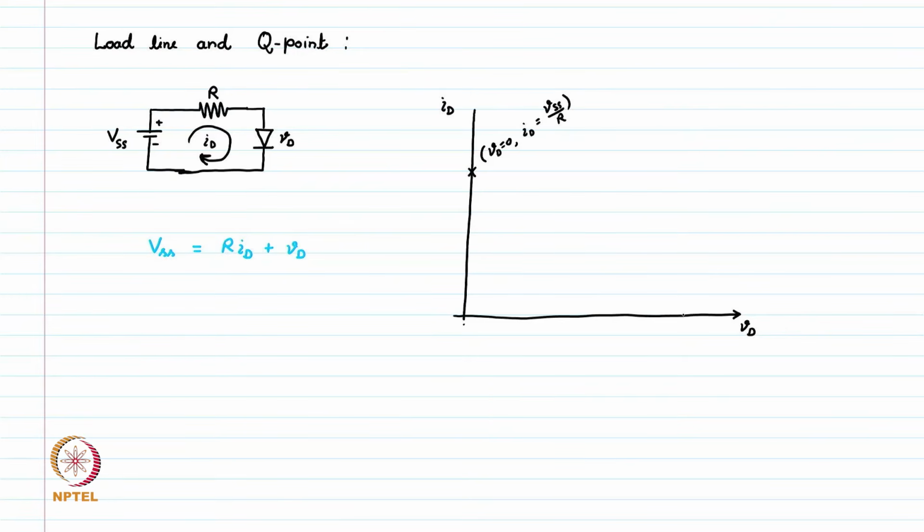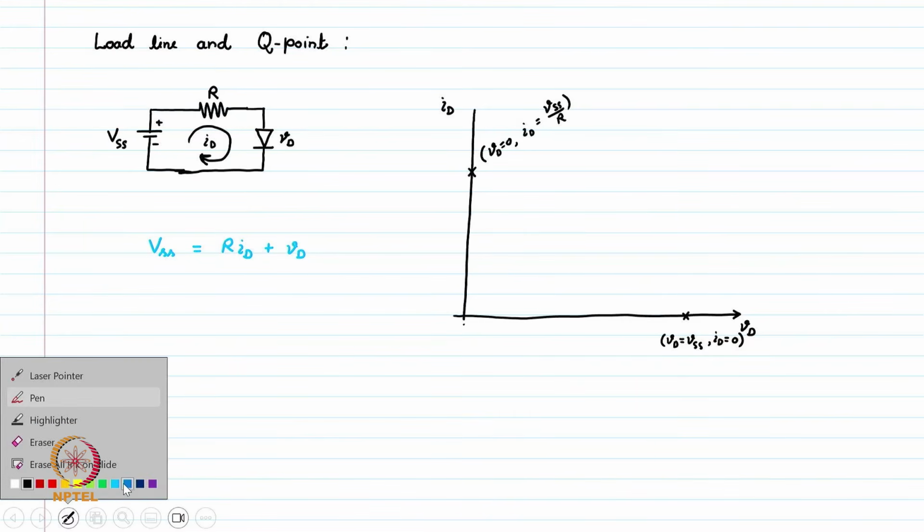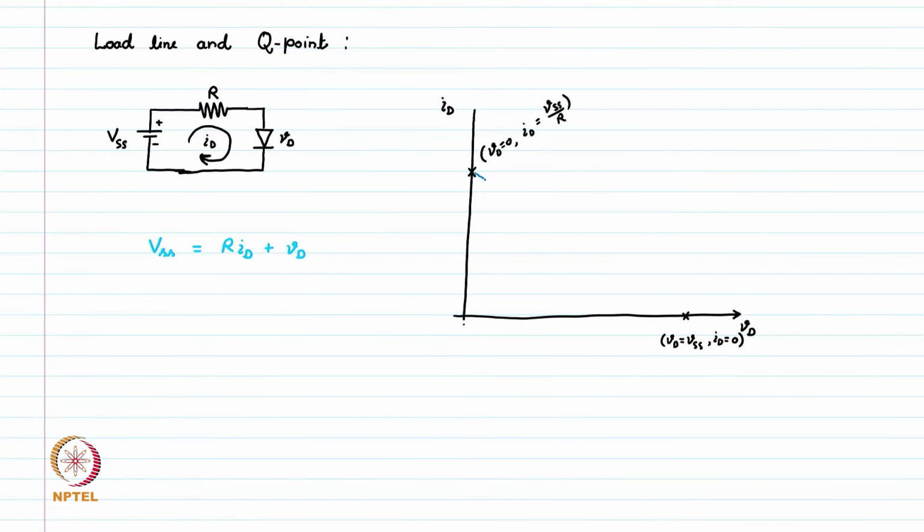And there will be another point when all the drop is across the diode only. At that point, VD will be VSS. This is the maximum voltage drop it can have across the diode, and at that time the diode current will be 0. So, these are 2 points. If we connect these two points, this is called the load line of the circuit.